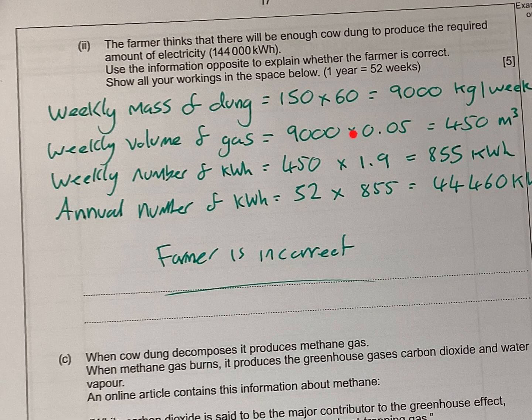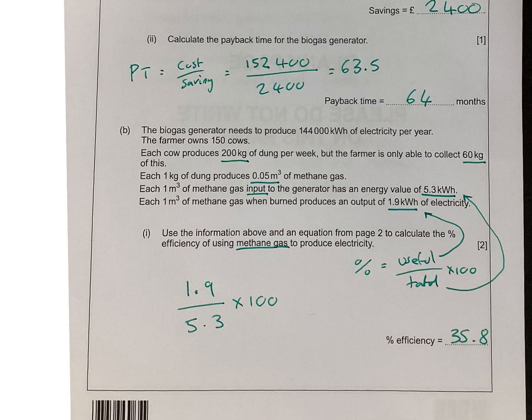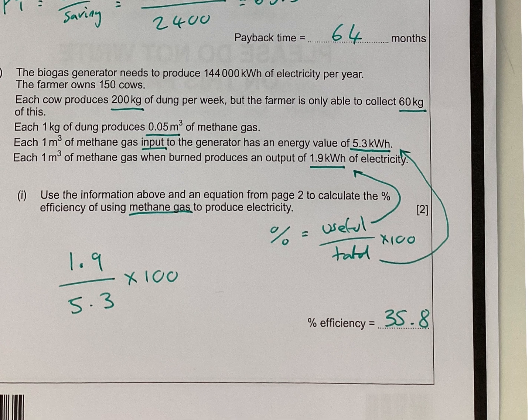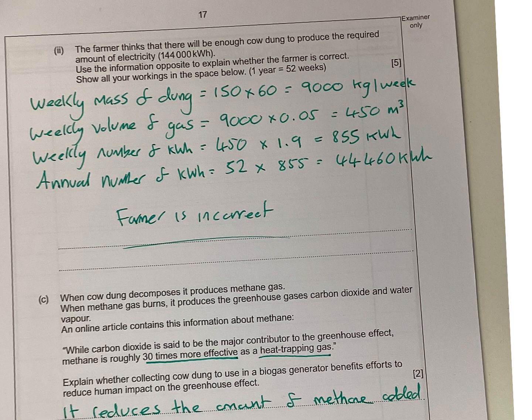Now, I know my volume of gas, I can convert to kilowatt hours because it tells me that as well. So the kilowatt hours is going to be that, 1.9, the useful energy, which is there. And that gives me 855 kilowatt hours, and that's per week. So now to get into a year, I simply times that by 52, and it gives me this number, 44,460 kilowatt hours, which is not that. So the farmer is incorrect.